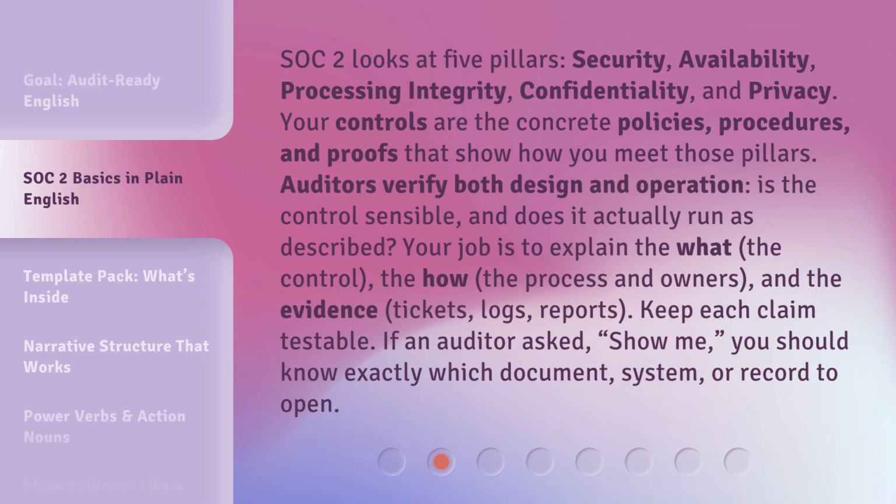SOC 2 looks at 5 pillars: security, availability, processing integrity, confidentiality, and privacy. Your controls are the concrete policies, procedures, and proofs that show how you meet those pillars. Auditors verify both design and operation. Is the control sensible, and does it actually run as described?